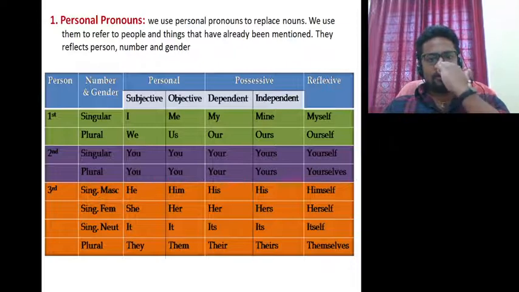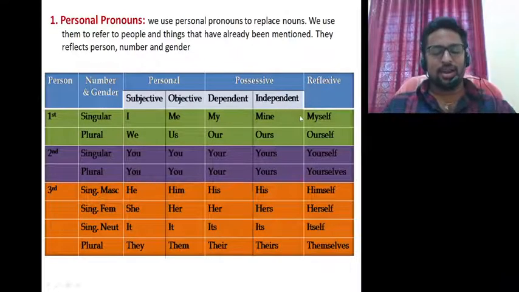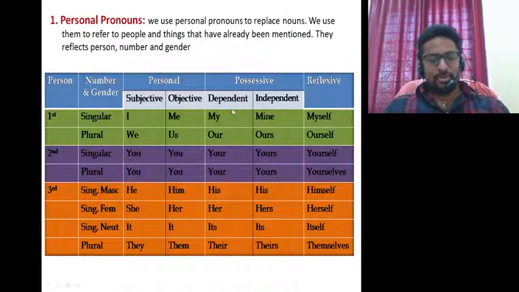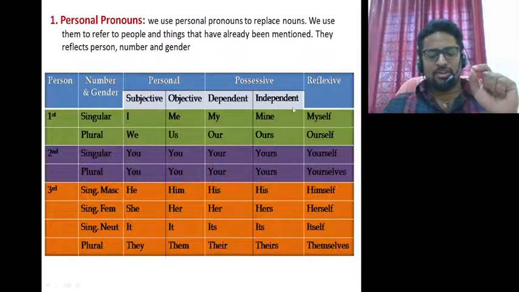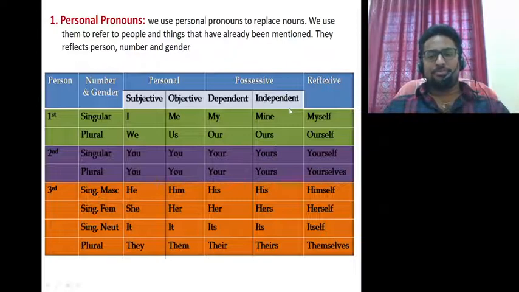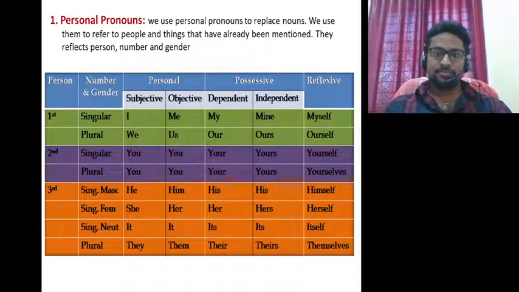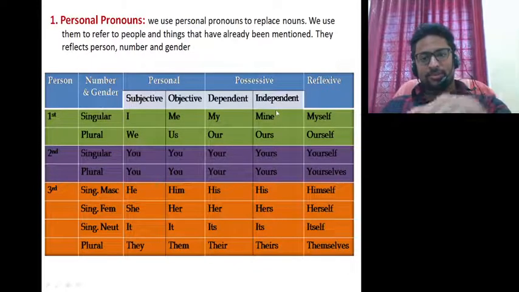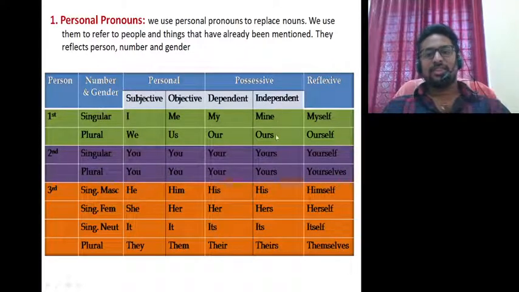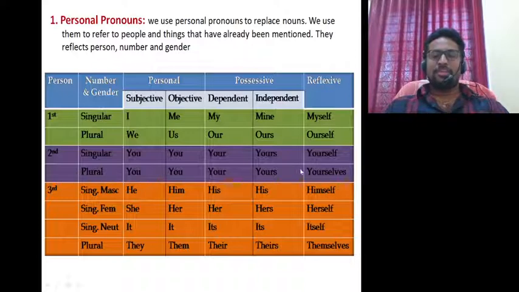In possessive pronouns we have two types: dependent and independent. The possessive dependent pronoun is also called an attributive pronoun, and the independent pronoun is also called a predicative pronoun. We know what attributive is: it joins directly with the noun, that's why we call them dependent. It describes the object, that's why we call them independent. We know reflexive pronouns are myself, ourselves, yourself, yourselves. Yourselves will be the plural.